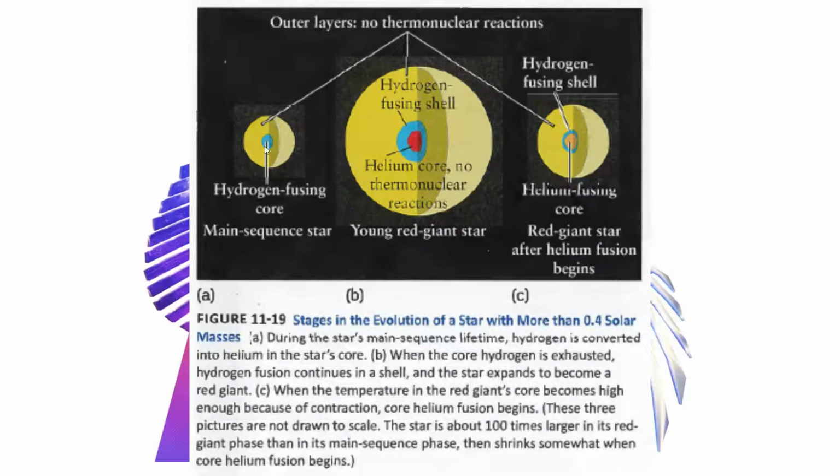We started with hydrogen making helium. And then we switch to here where helium can't do anything, but hydrogen is still making more helium on the outside. Once that happens a little too much, the interior gets so hot that helium can now fuse into heavier elements, and the hydrogen is fusing on the outside.